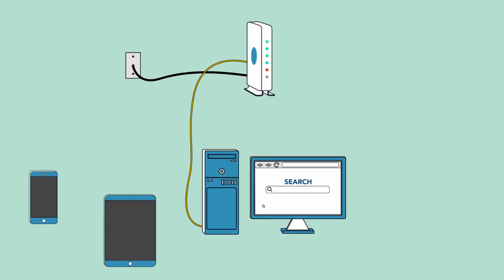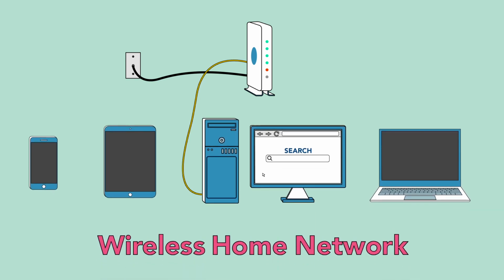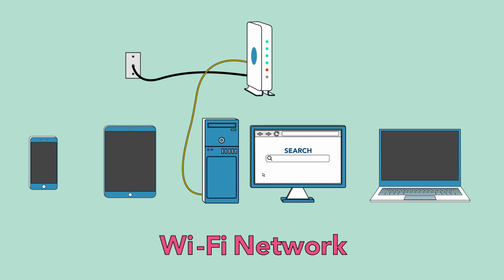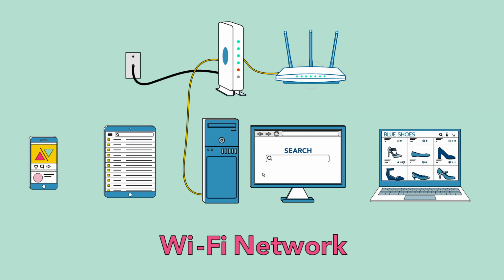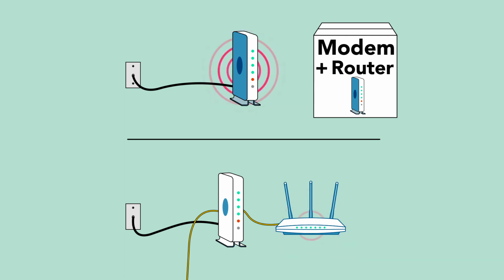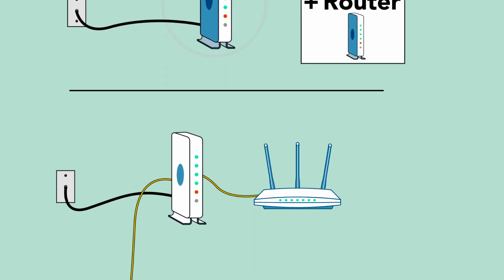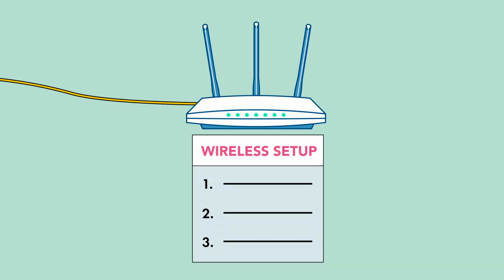If you want to connect several devices to the internet, you can create a wireless home network, also known as a Wi-Fi network. To do this, you'll need a wireless router, which takes the internet connection from your modem and broadcasts it throughout your home. Your modem may already have a wireless router built in, so you may not need to buy one. To set up your wireless connection, follow the instructions included with your router.